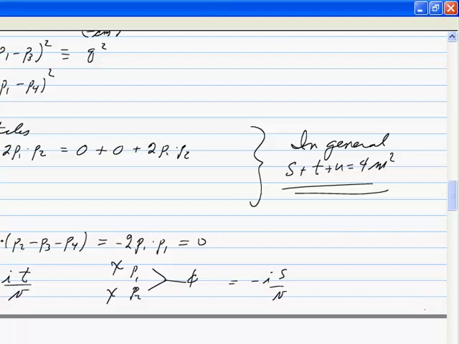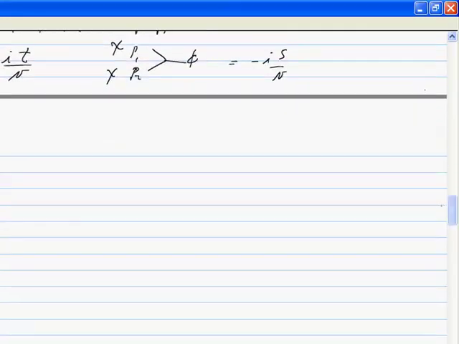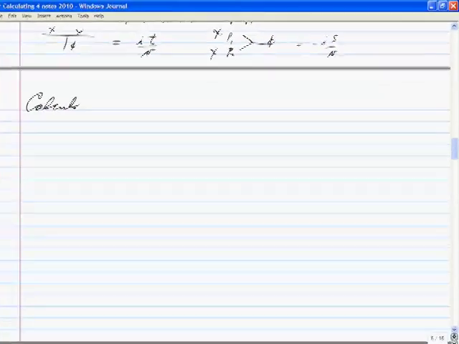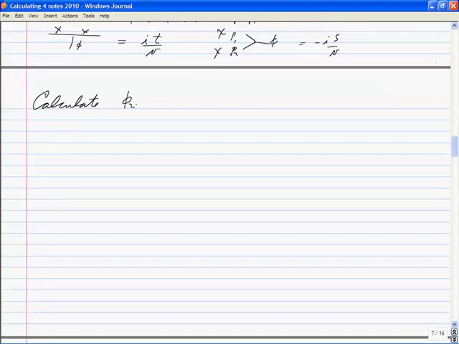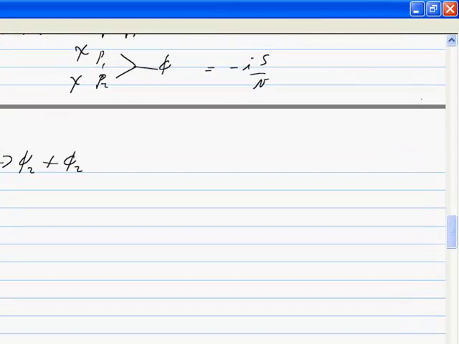Okay. So that's just kinematics. But now let's do the calculation. If there's no questions, let's do the calculation. Let's calculate phi 2 plus phi 2 goes to phi 2 plus phi 2. Okay, so scattering of these guys.